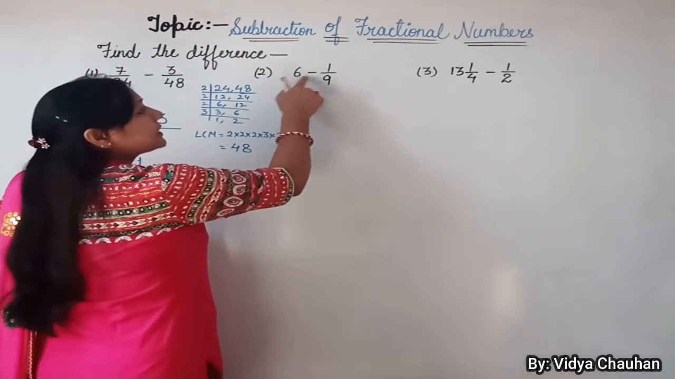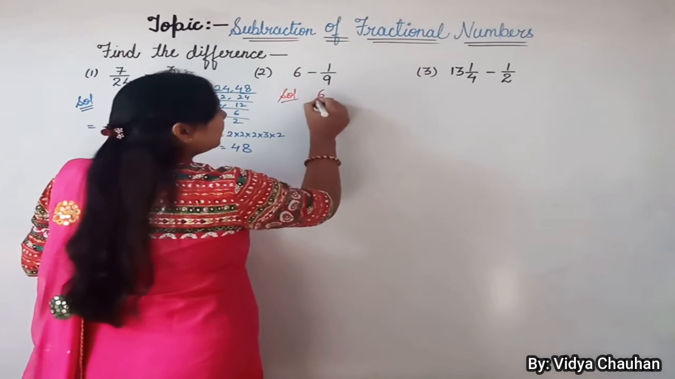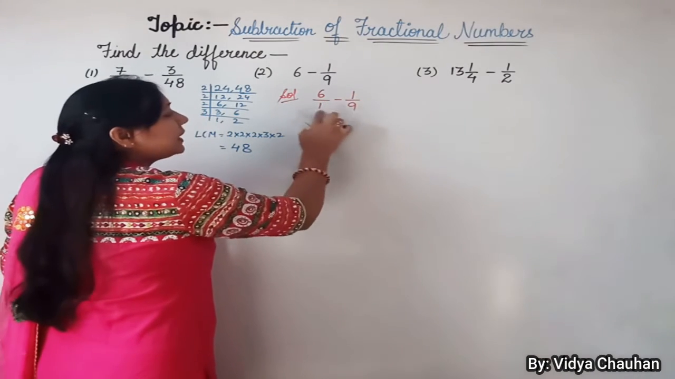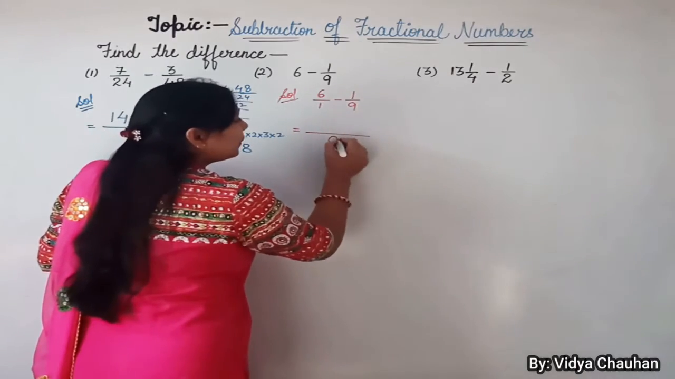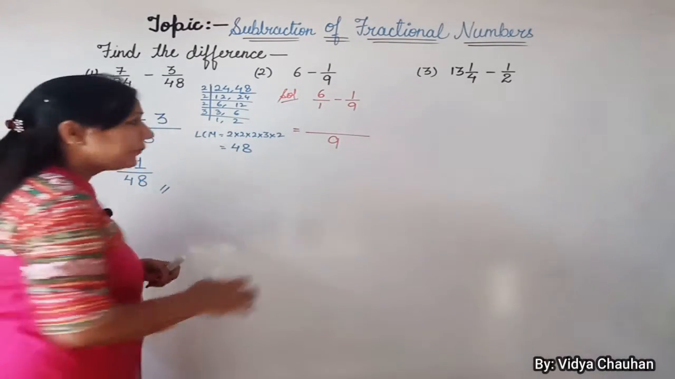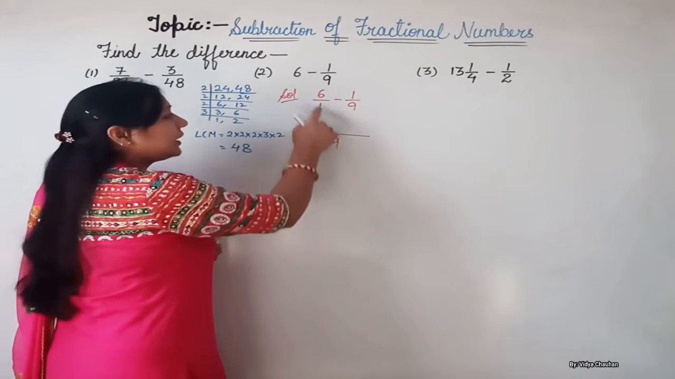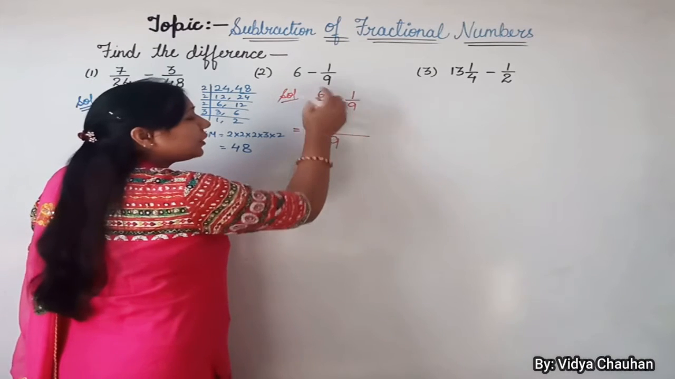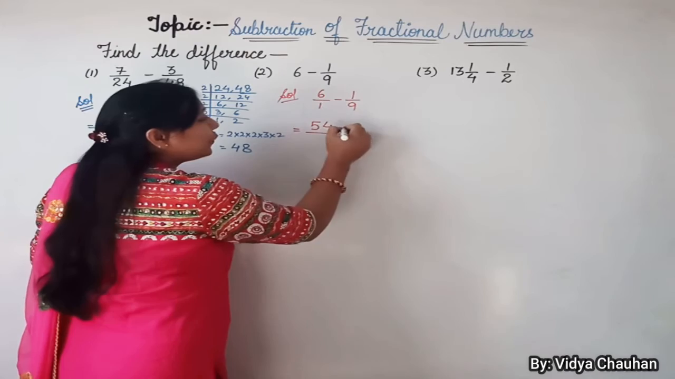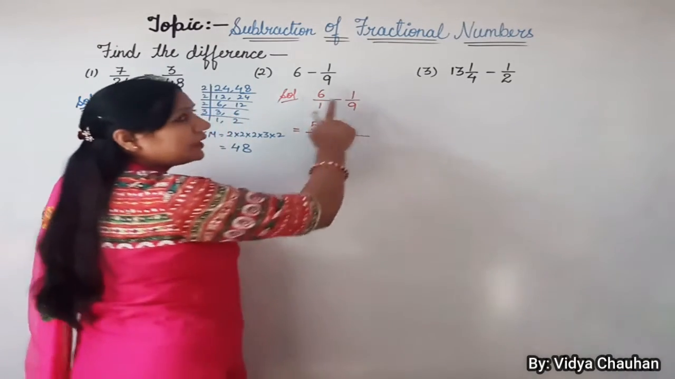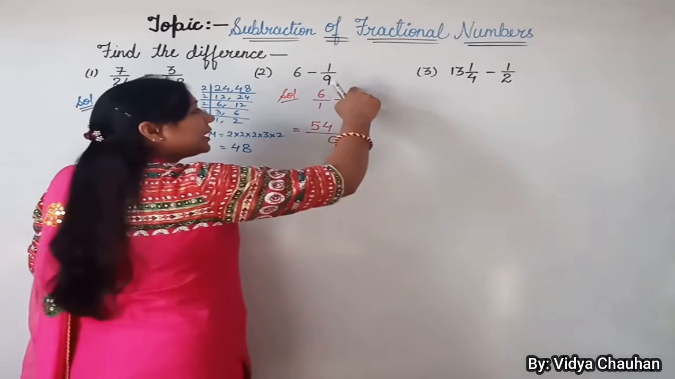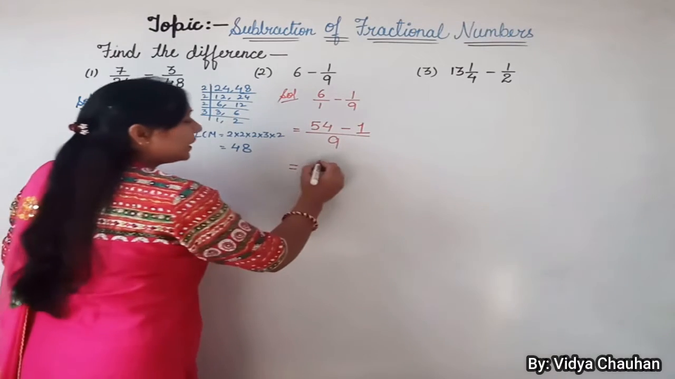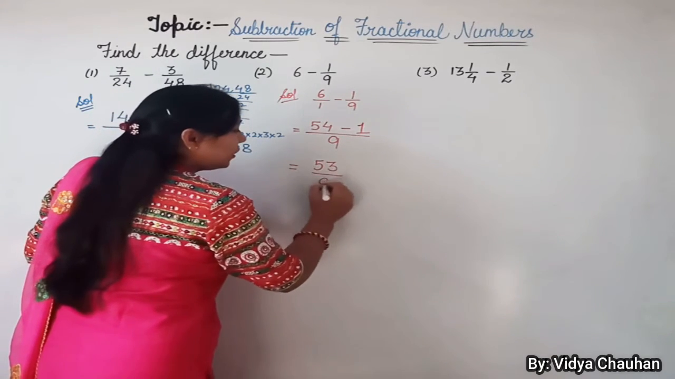Now let's check out the solution for the second part, where your number is 6 minus 1 upon 9. So I can write 6 as 6 upon 1 minus 1 upon 9. Take the LCM of 1 and 9. What will be the LCM of 1 and 9? 9. Clear? Now divide 9 by 1. That will be 9. And 9 multiplied by 6, that is the numerator, 9 sixes are 54. Minus 9 divided by 9 is 1, and 1 multiplied with the numerator 1, 1 one is 1. So what is the answer? 54 minus 1, 53 upon 9.